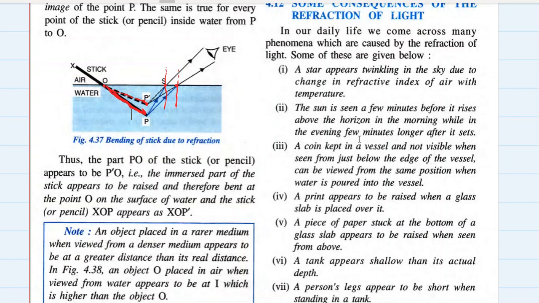Then the sun is seen a few minutes before it rises above the horizon in the morning, while in the evening it is seen a few minutes longer after it sets. I will show you a diagram for this, and then I will explain the consequences of refraction.